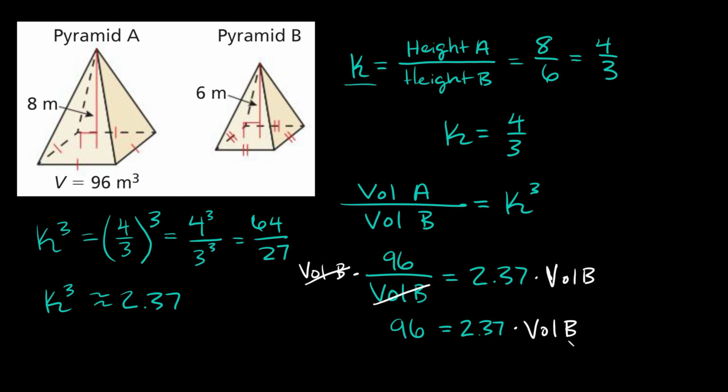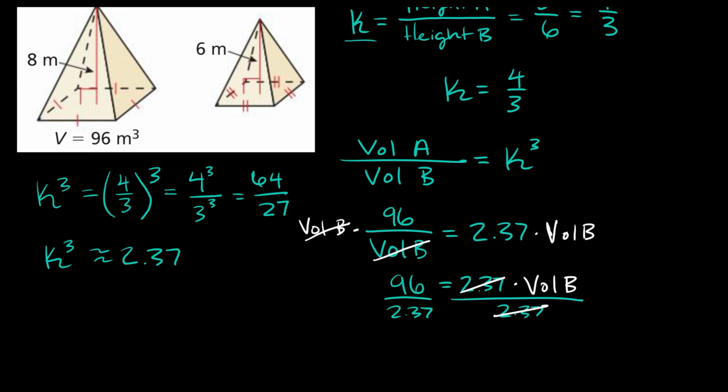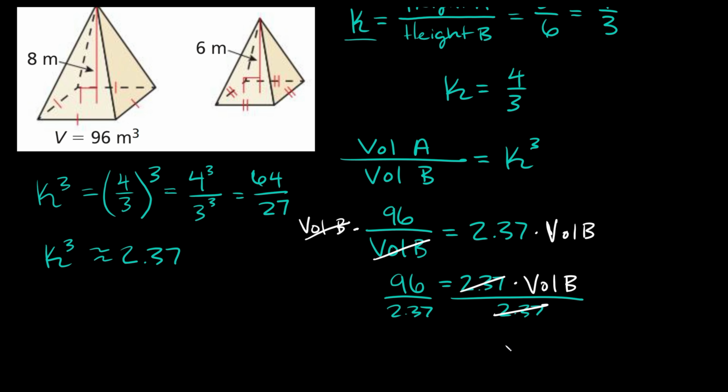Now, to isolate the volume of Pyramid B, we can get rid of this 2.37 by dividing by 2.37 on both sides. On this side, they kill each other again. So long, suckers, you won't be missed. And I'm going to scroll down a little bit just to give ourselves some room. So on this side, all we're left with is the volume of Pyramid B. And that's equal to 96 divided by 2.37, which is equal to approximately 40.5.